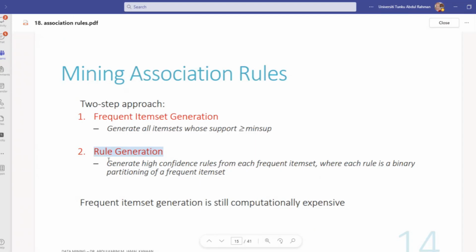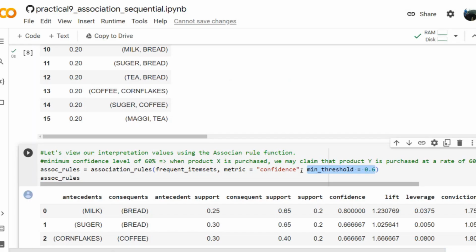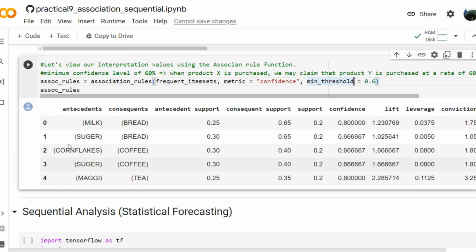Because remember, which rules are we going to generate? The rules that have high confidence. So we're looking for high confidence, and we have specified the confidence here, 0.6. That means all the generated rules must have confidence equal or greater than 0.6, or 60 percent in other words. So here we got 5 association rules generated from frequent item sets.